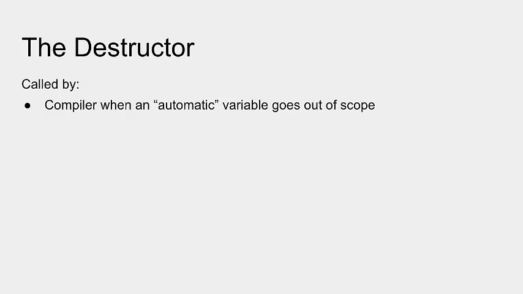Now you can think of an automatic variable as a variable you didn't explicitly create. For instance, if you think of a pointer in a function parameter, you never created that pointer. If there was an integer pointer x in that parameter, you never said x equals new int something. That pointer was instantiated by the compiler, and therefore it will be destroyed by the compiler.